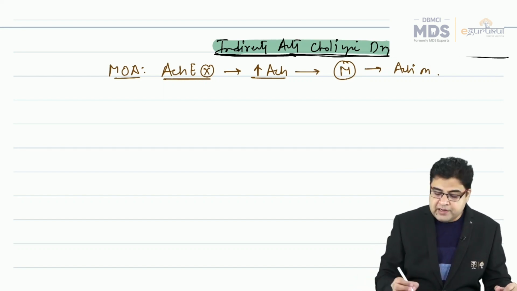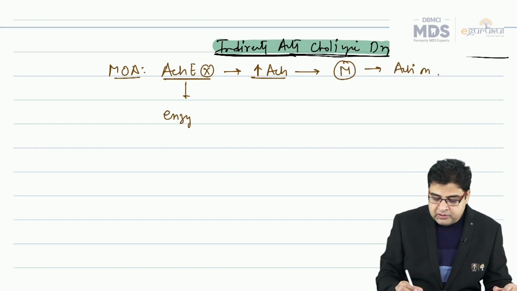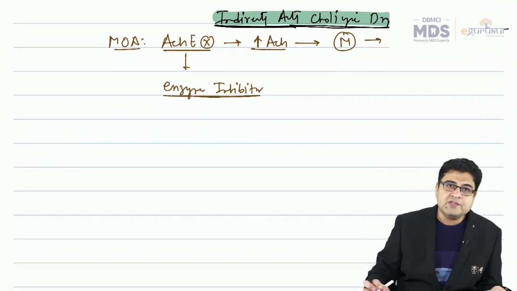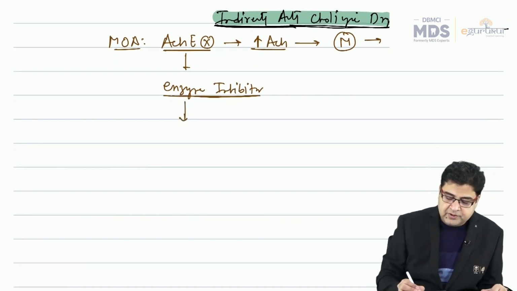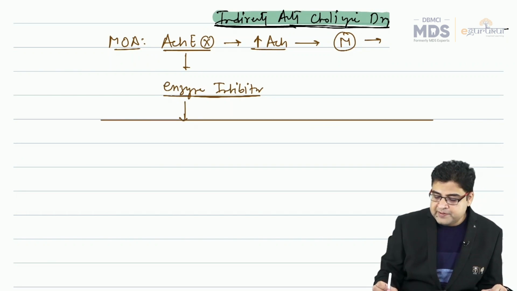So, these medicines are ultimately acetylcholine esterase enzyme inhibitors. Now, how can these medicines inhibit the enzyme? That we will discuss now.